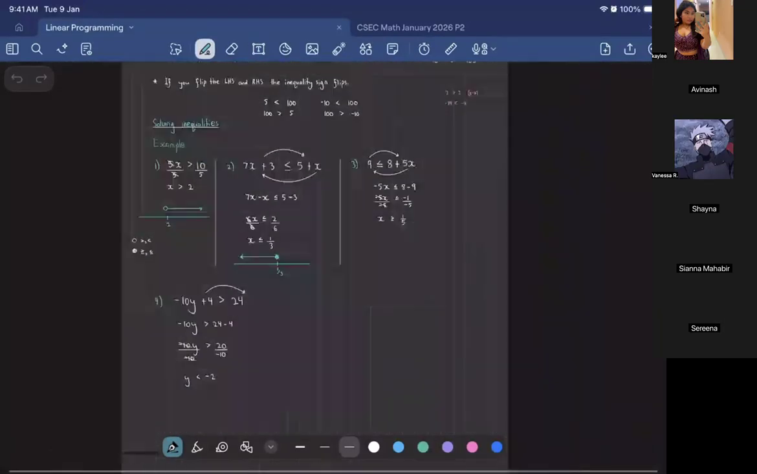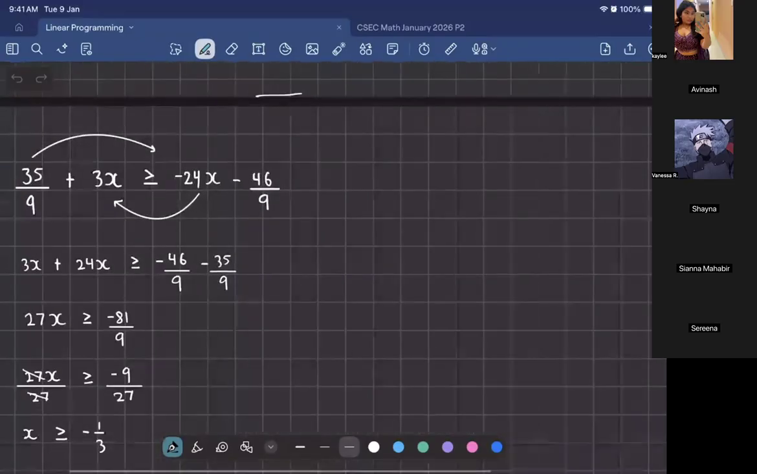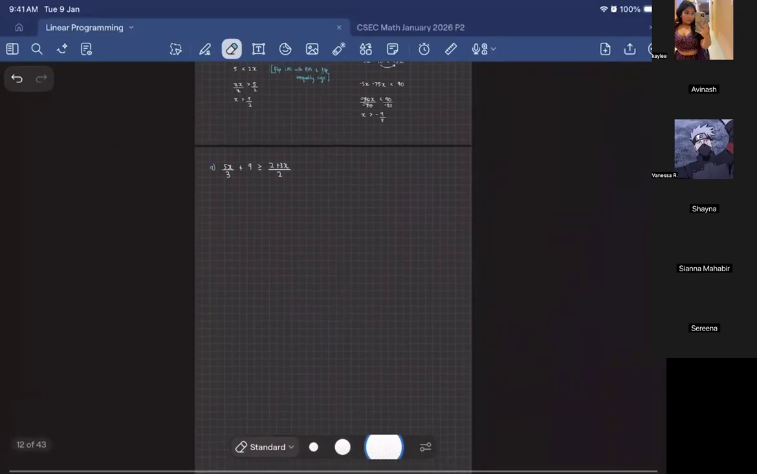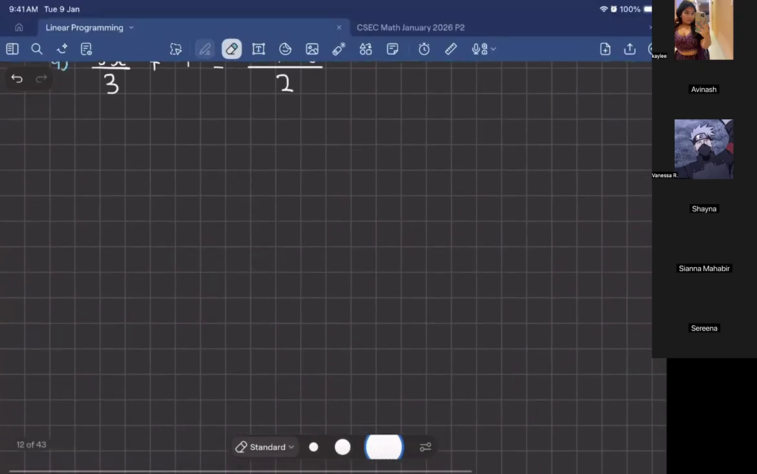All right. So let me do a quick recap on how to solve inequalities, right? And then we're going to look at the graphs. So quick recap.